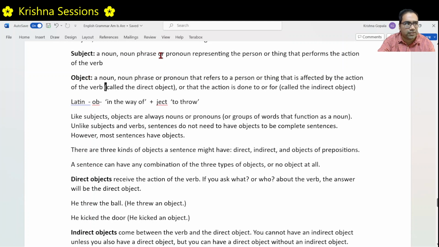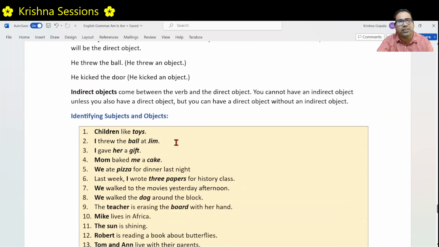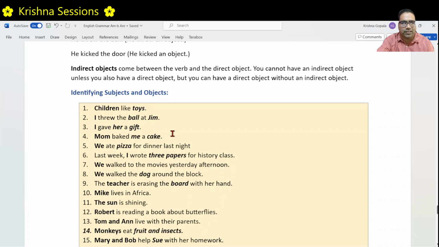Forget about noun phrases for now. Noun phrases are groups of words that together act like a noun. These are nouns or pronouns, not adjectives, not adverbs, etc. If it has to be an object, it has to be a noun or a pronoun or a noun phrase. We ate pizza. Pizza is a noun. Pizza is taking the action of the verb ate.